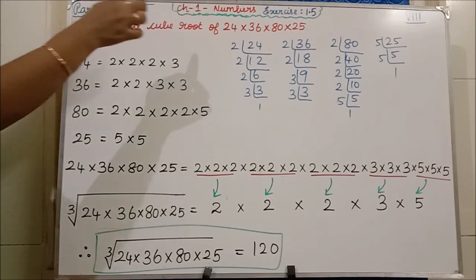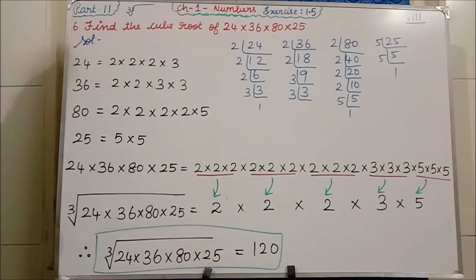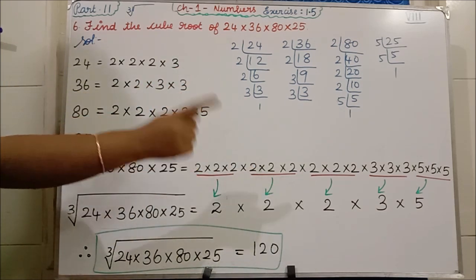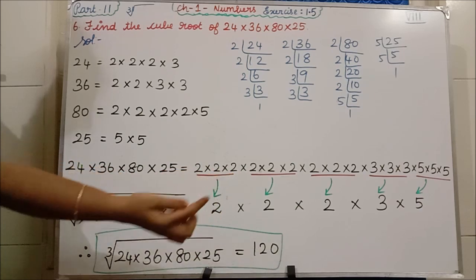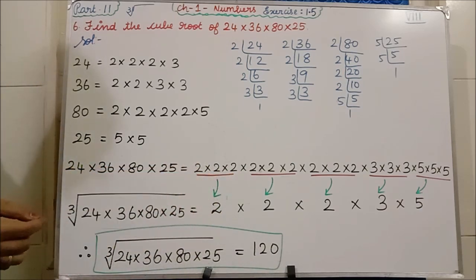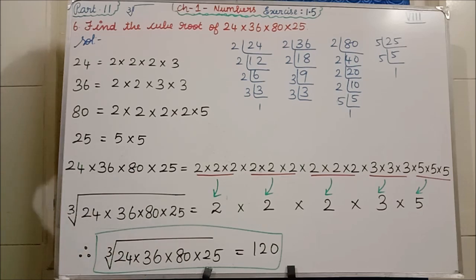Here, since the question is cube root, from the three 2s you have to take one 2. Similarly, from the three 2s, you take one 2. From the three 2s, you take one 2. From the three 3s, you take one 3. From the three 5s, you take one 5. That is the cube root. Clear? So 2 into 2 into 2 into 3 into 5. If you multiply, we will get 120. Therefore, cube root of 24 into 36 into 80 into 25 is equal to 120 is the answer.